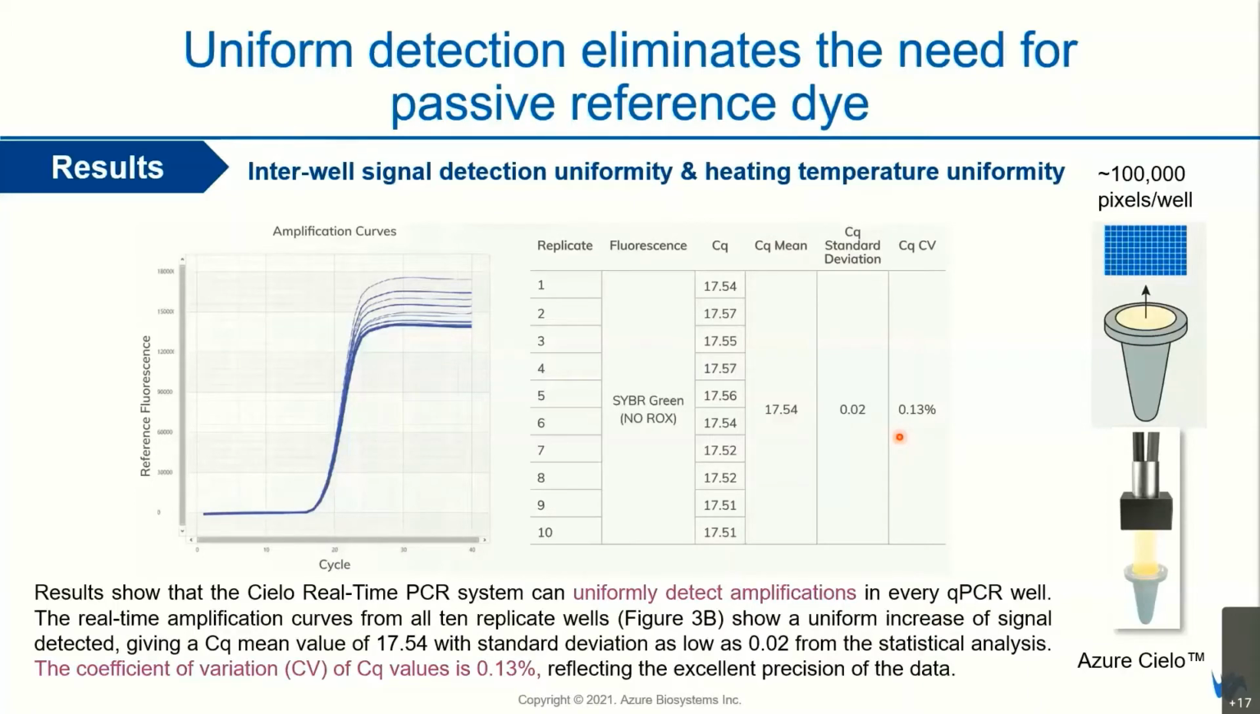It reflects the excellent precision of the data and how it's able to achieve such uniformity in terms of signal detection. It has two different factors here. First, we have the optical system, the fiber optic, scanning the whole single well, and it obtains up to 100,000 pixels per well. And of course, we should not neglect the uniformity in terms of heating temperature. Temperature accuracy is also one of the factors that gives you that uniform data.